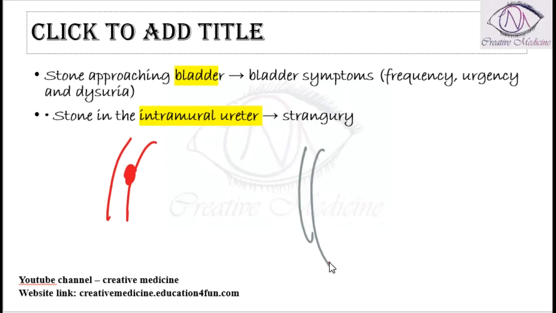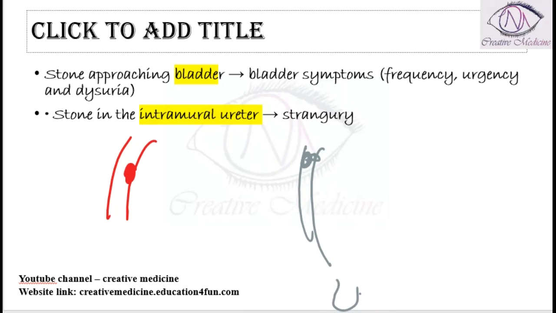So that means if the stone is in the upper ureter, then pain is radiated to the testis. If the stone is in the middle ureter, then through the iliohypogastric nerve, it is radiated to the iliac fossa. If the stone is in the lower ureter, then it will radiate to the medial side of the thigh. Okay, so based on this, if the pain is in the medial side of the thigh, you can think that the stone is in the lower ureter.